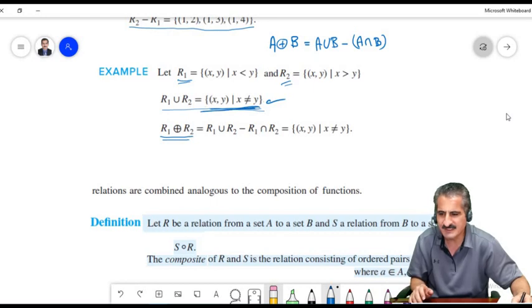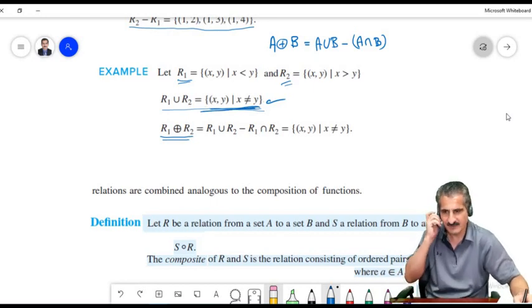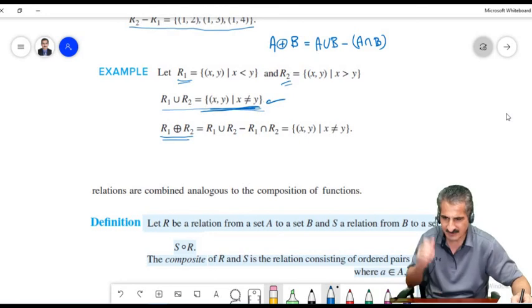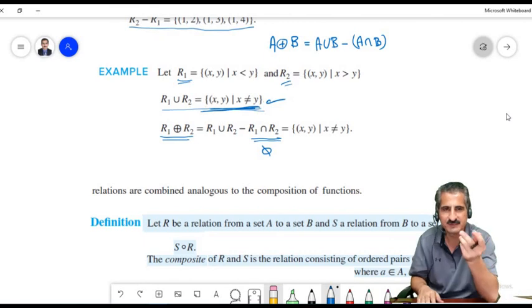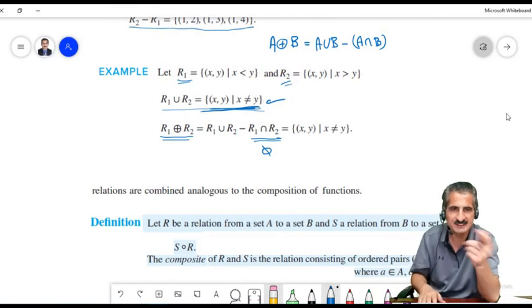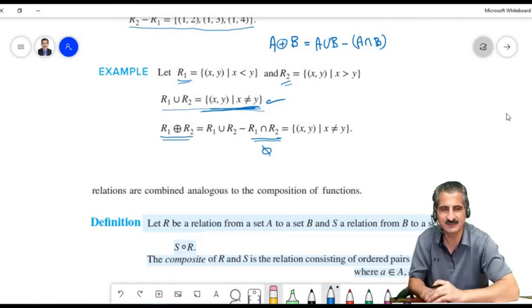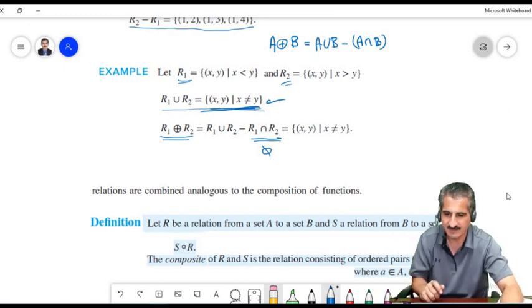So what is the intersection of these relations? The intersection of these relations, x less than y and x greater than y. So what is the intersection of this relation? Is it phi or what? It's phi, right? I want two elements x and y where x is less than y and y is less than x. We cannot have this. Okay.